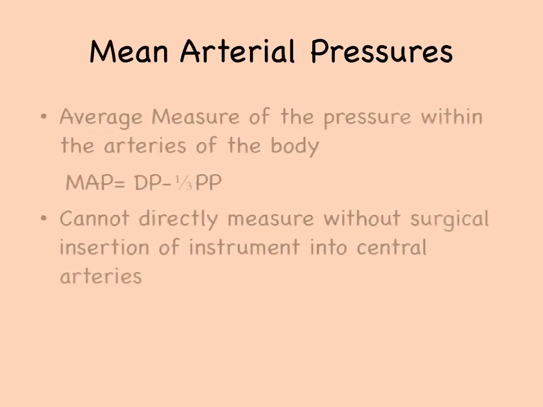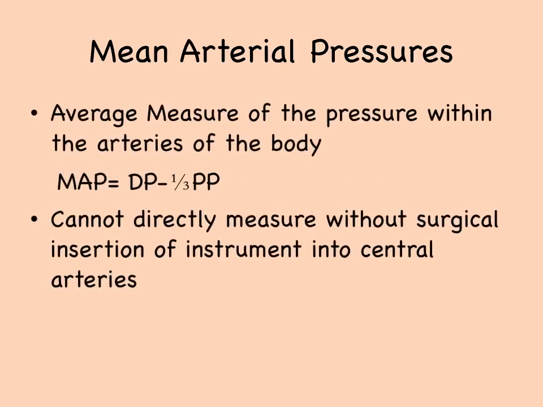The other way that we can look at it is based on what's referred to as mean arterial pressure. Mean arterial pressure is MAP, M-A-P. It's basically the diastolic pressure plus a portion of the pulse pressure. So we can mathematically look at it as DP, diastolic pressure, plus 1/3 of the pulse pressure, PP. Please note, we cannot directly measure it without surgical incision and surgical insertion of a central line.